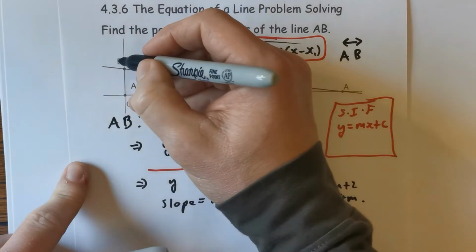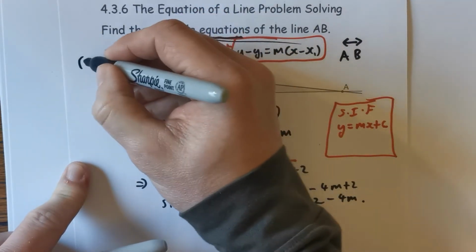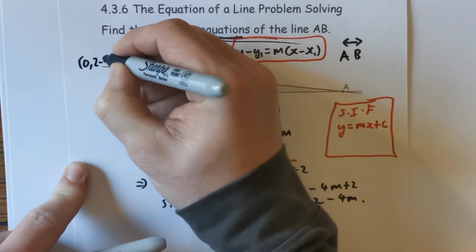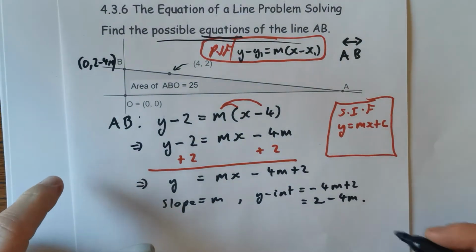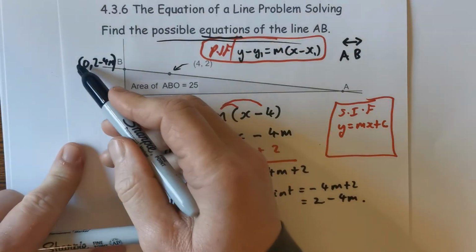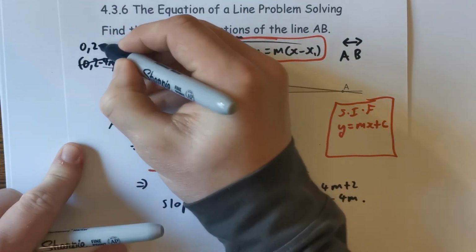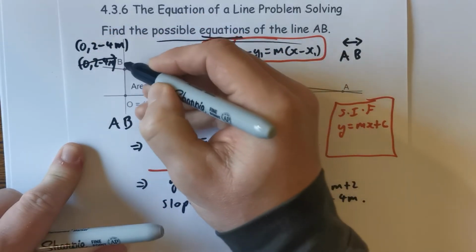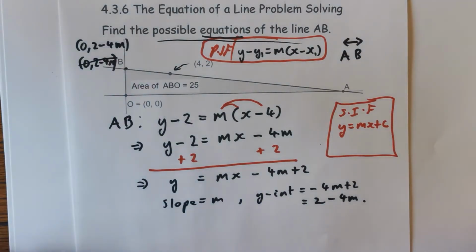That means that's the point B. The point B up here is the point with an x-coordinate of 0 and a y-coordinate of 2 subtract 4 times whatever m is. A little bit squished in there, but that's the y-intercept. In fact, let me rewrite that: 0, 2 minus 4m. That's the point B there. Okay, so I found that.